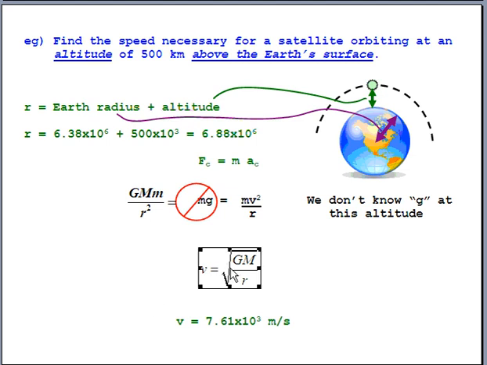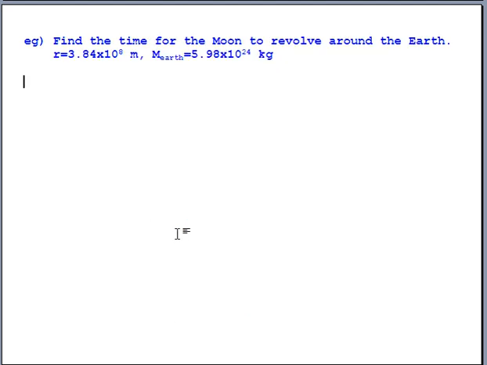Okay, well, there's one where we practiced using that equation, the square root of GM over r, to find the velocity. Let's try a different one out.